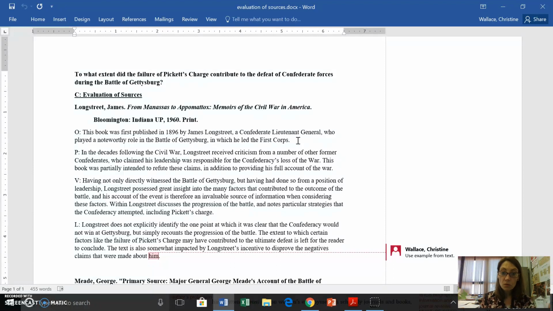The purpose of the source, this is where the student had put that Longstreet received criticism from a number of other former Confederates, and the book was kind of intended to refute these claims. So ultimately, the purpose of the book in this case is very connected to the author of the book and the author's perception of his own actions in the events of the Battle of Gettysburg.